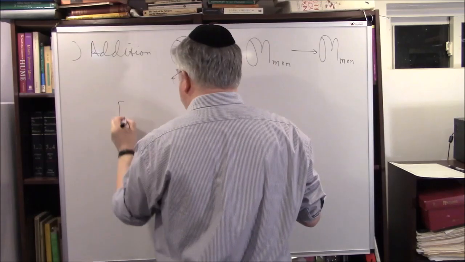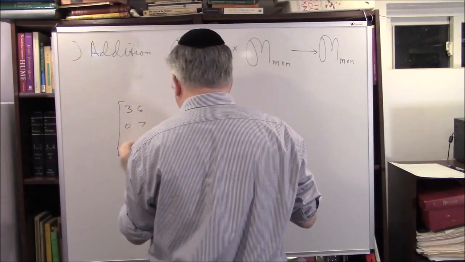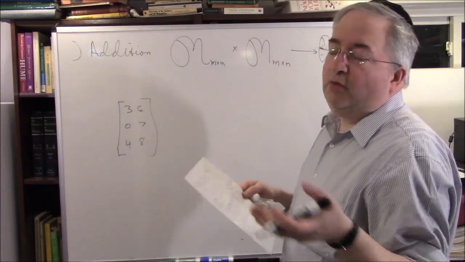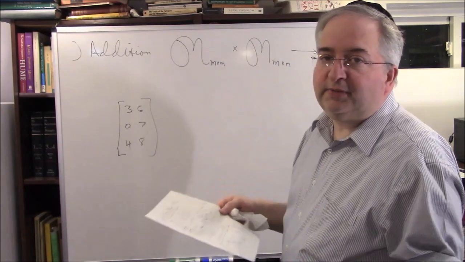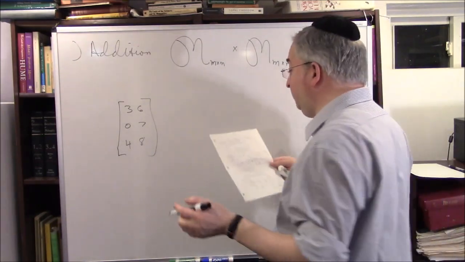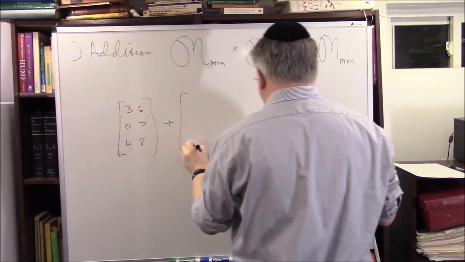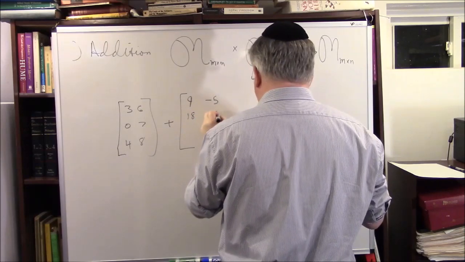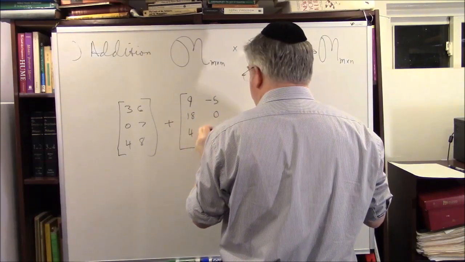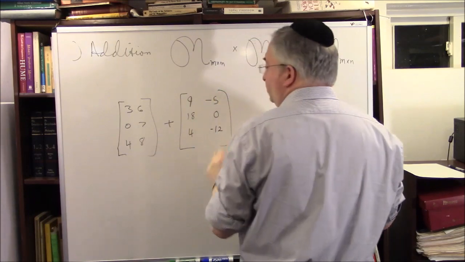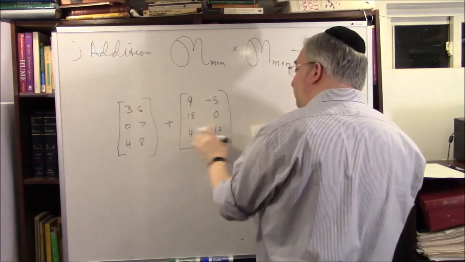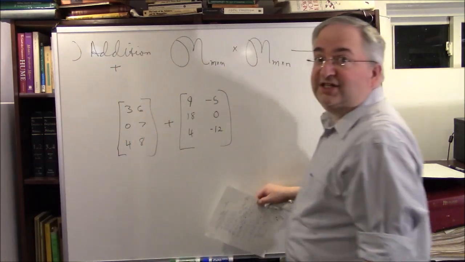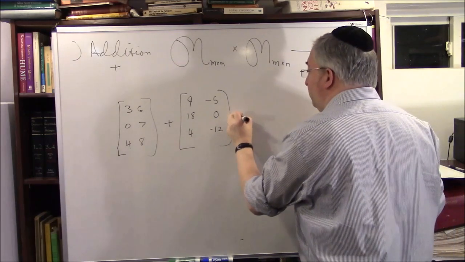If I have a matrix 3, 6, 0, 7, 4, 8, I'm making all the entries positive whole numbers, but they can be real numbers, they can even be complex numbers, it doesn't matter. Actually, I'm allowing negative numbers here too: 9, minus 5, 18, 0, 4, minus 12. So this is a 3 by 2 matrix, and this is a 3 by 2 matrix. They're the same size, therefore we can add them. And here's the way we add them.